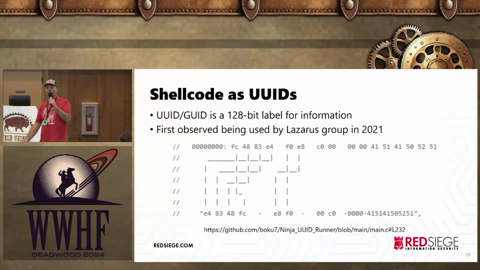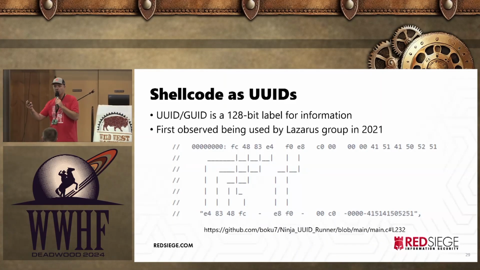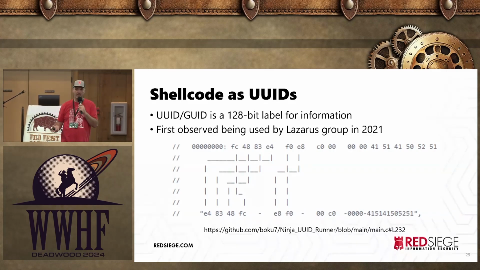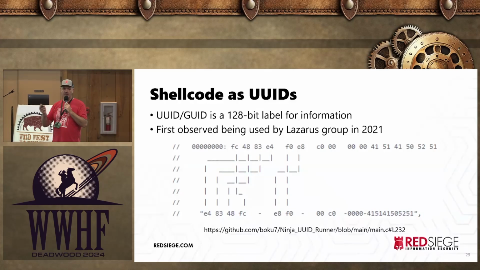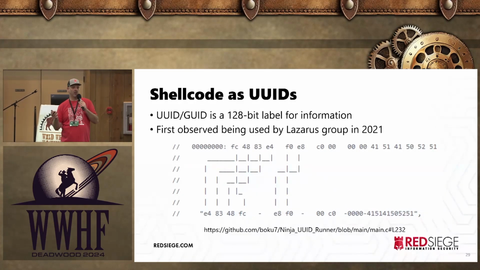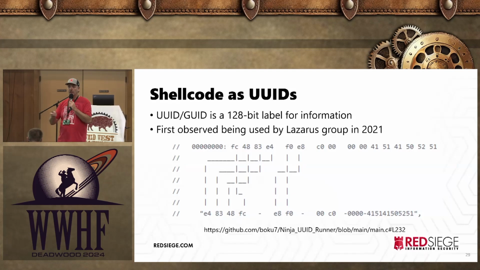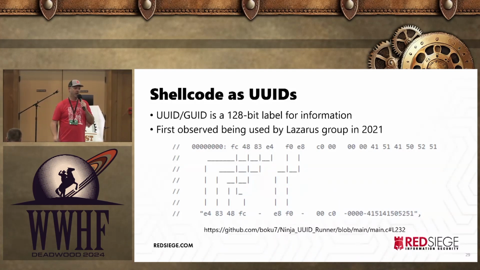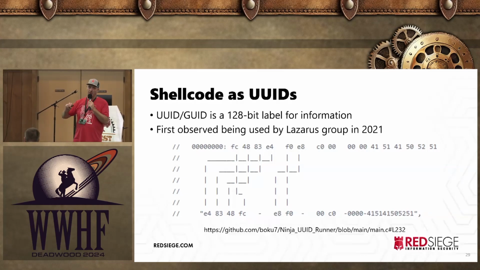So a UUID or a GUID, a universally unique identifier or globally unique identifier, is a 128-bit label for information. So it's a way in this 128-bit key space, in theory, we should never have a collision. So if we were numbering people in a database and we use a UUID, we should never have a collision. We won't run out of positions, or we won't run out of identifiers. So UUID is a 128-bit label for information.